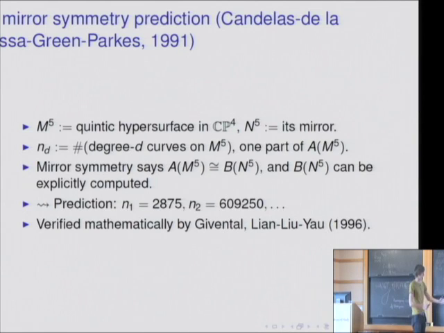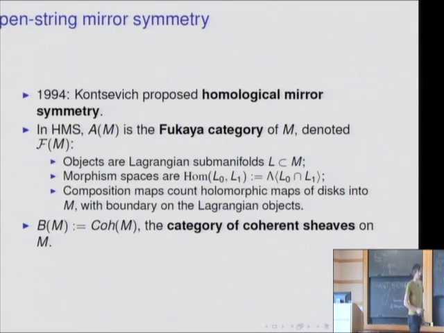And in fact, Givental proved that mirror symmetry gives the right answers for all Calabi-Yau and Fano hypersurfaces in toric varieties. So, that was great. But in the meantime, in 1994, Kontsevich had proposed his homological mirror symmetry conjecture. So this is a new version.